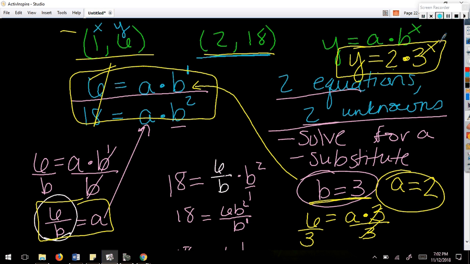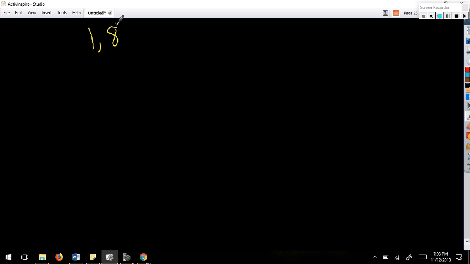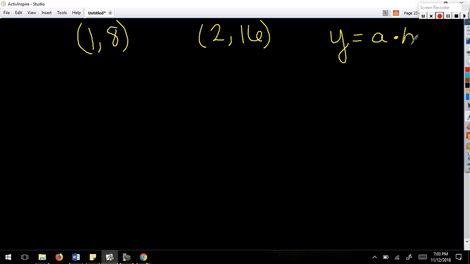Okay, let me give you one to try. Let's say we have the points (1, 8) and (2, 16). I want you to write the equation of an exponential function in the form y equals a times b to the x containing these 2 points.